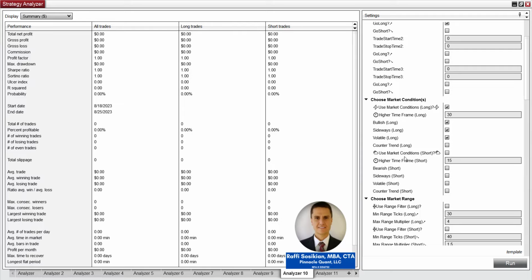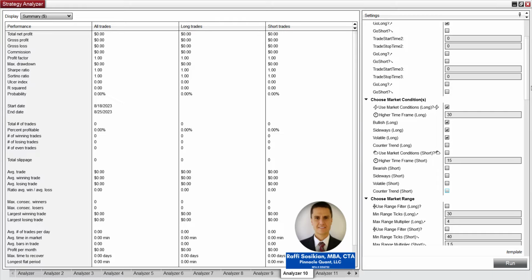This is use market conditions short, okay? So if you don't select this, it doesn't get used. Even if you have a number here and you've selected all of these, but you didn't select this, it's not going to be used. So make sure you select it if that's what you want, okay?